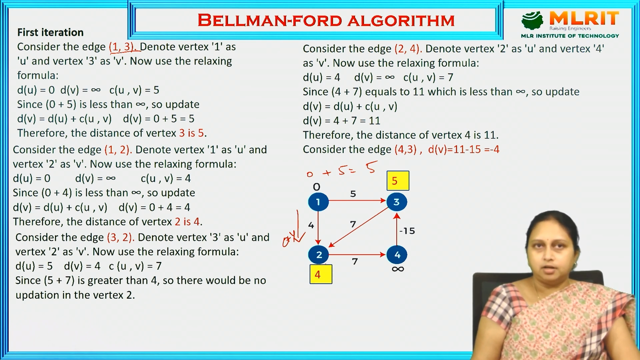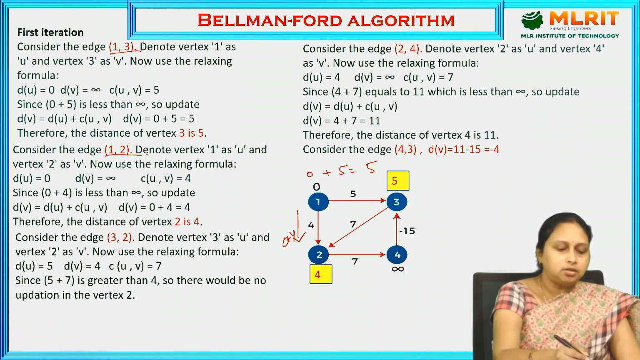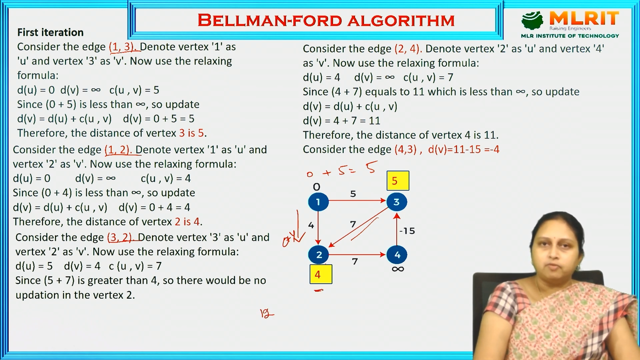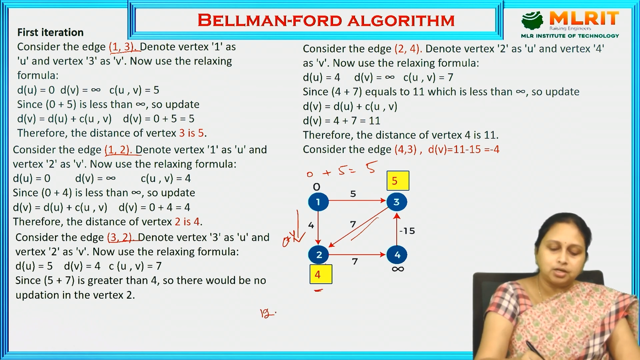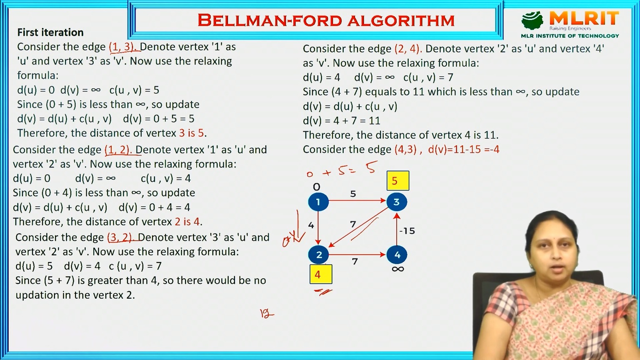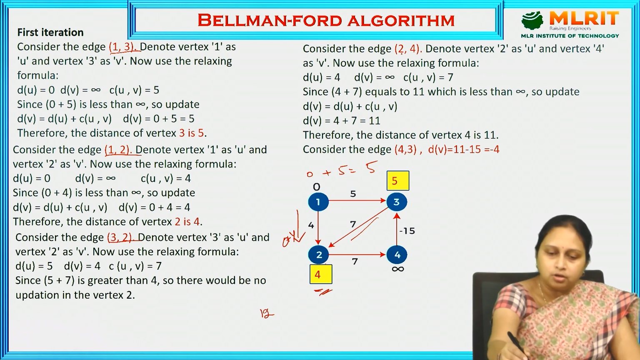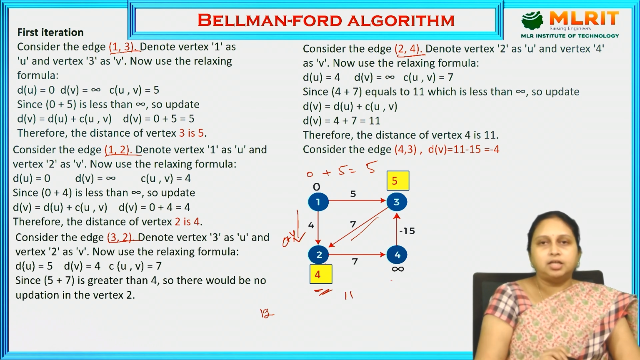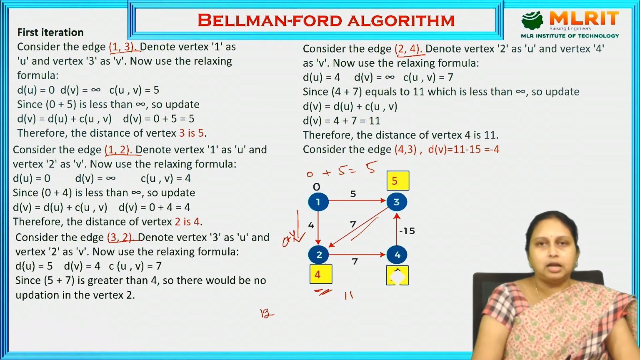Right? Done. Next, I am going to consider 3 to 2. 3 to 2 is this edge. 5 plus 7 is nothing but 12. But for this vertex 2, I already have the minimum value. 12 is greater than 4, so I am not going to replace it with 12. It will keep the minimum value 4 only. Next, I check the next edge, 2 to 4. We have 7 plus 4 is 11. Infinity is greater than 11, so I am going to replace infinity with 11.